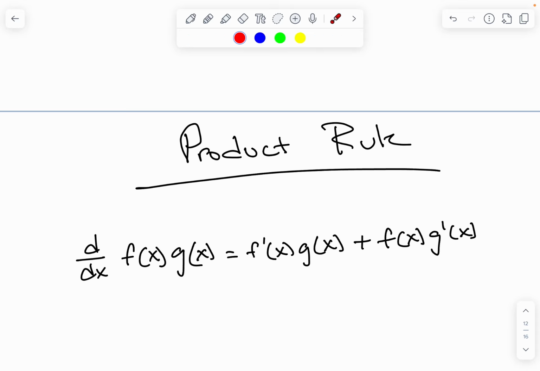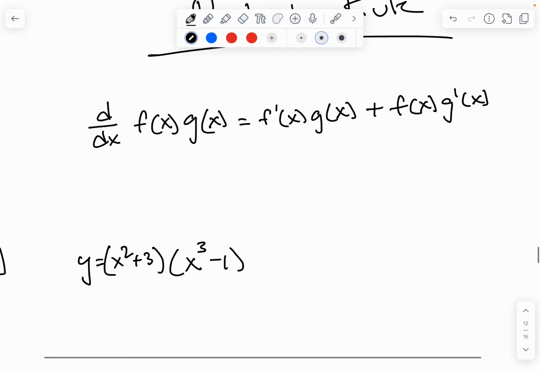So as you can see, in the first part, we are taking the derivative just of the first function, keeping the second function the same. Then in the second part, we are doing the derivative of the second part, keeping the first the same. So let's get into a quick example.